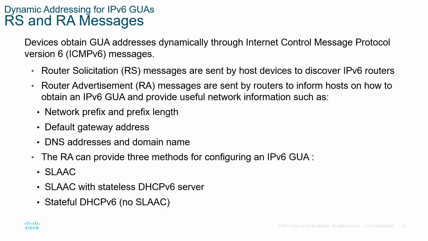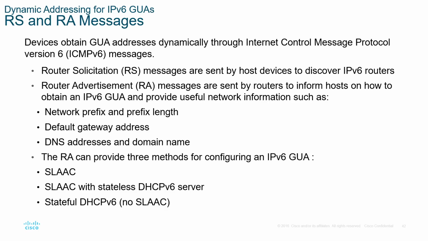The RS solicitation message is sent by the host to discover the routers. It's just basically a message that the client machine will send out asking if there's any router in the segment. Now, the router will send a message back to the client called the router advertisement, which is a message where the router provides useful network information. This network information includes the network prefix and the prefix length, as well as the default gateway and DNS and domain name, if existent.